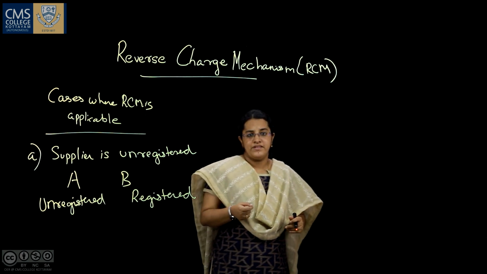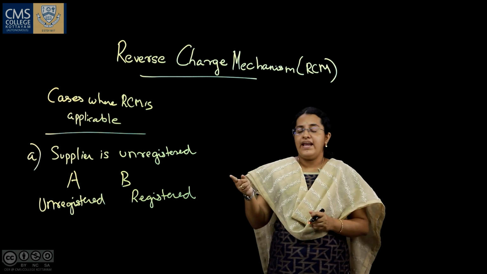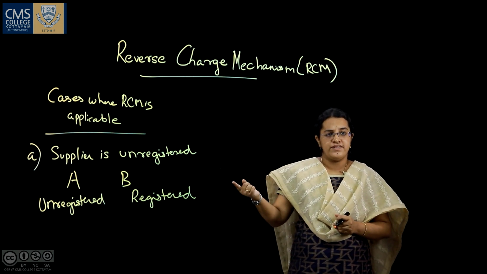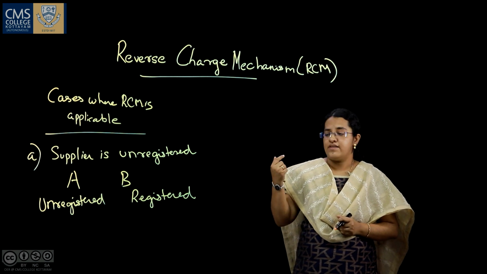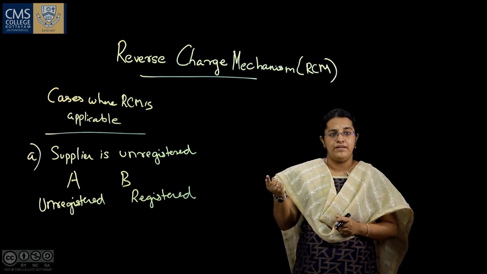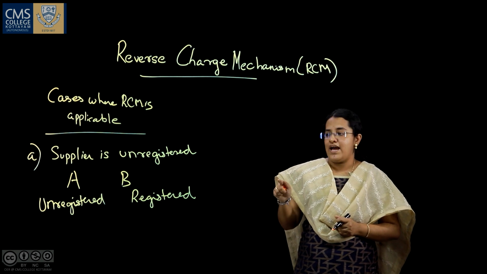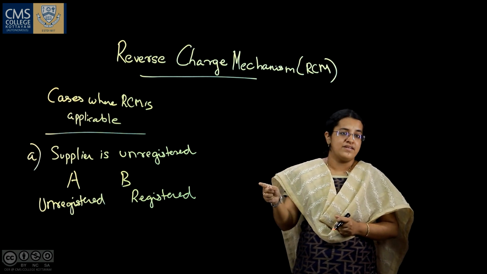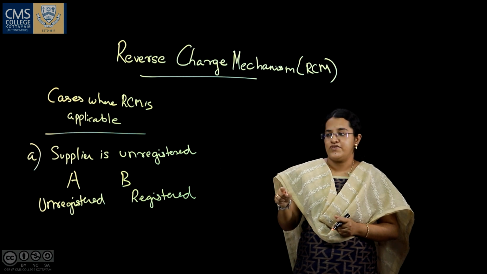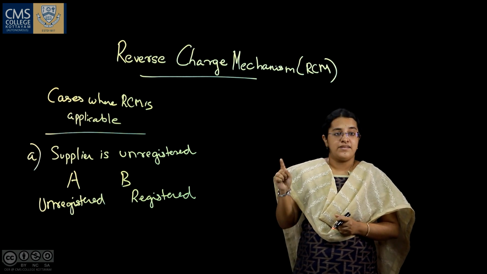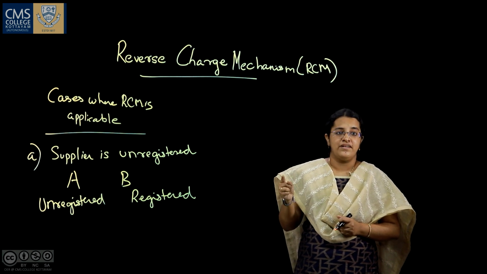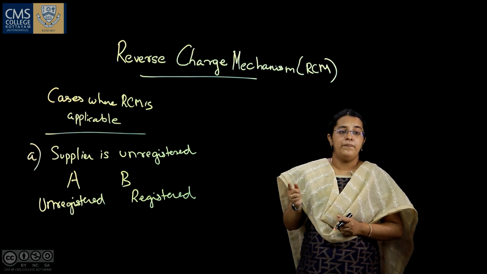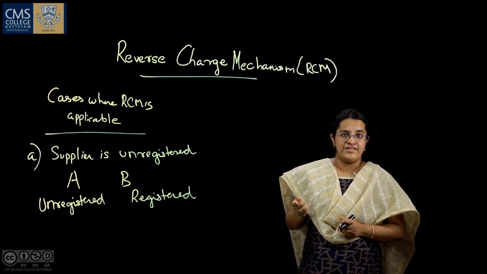So what happens in this situation? Since A, as the supplier, is unregistered with the GST department and B, as the receiver, is registered with the GST department, the liability to pay tax falls on B, who is the receiver of goods and services. So, whenever the supplier is unregistered and the receiver is registered, reverse charge mechanism applies and the receiver becomes liable to pay GST.